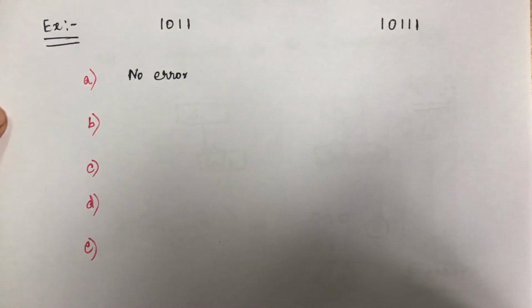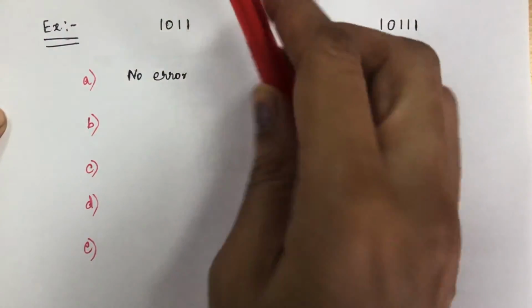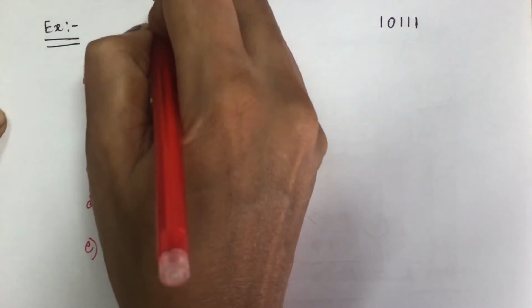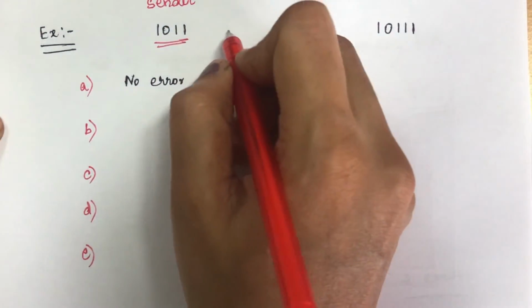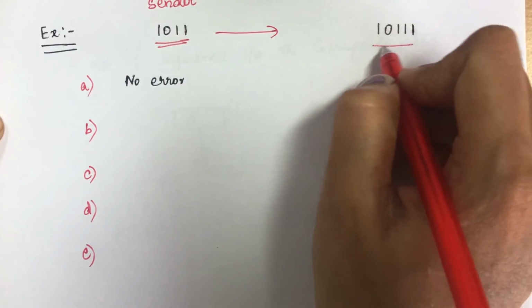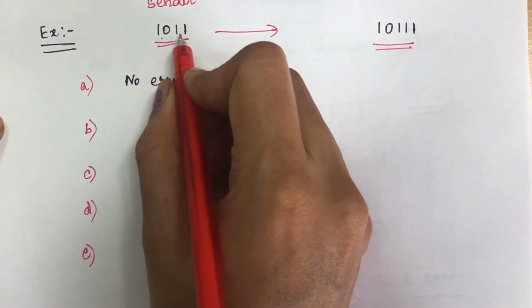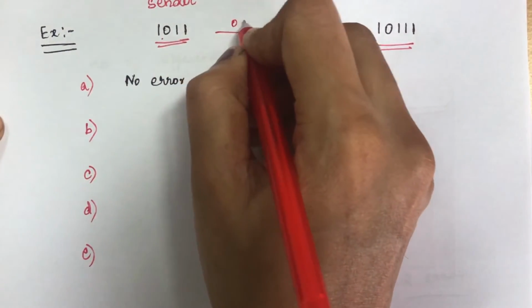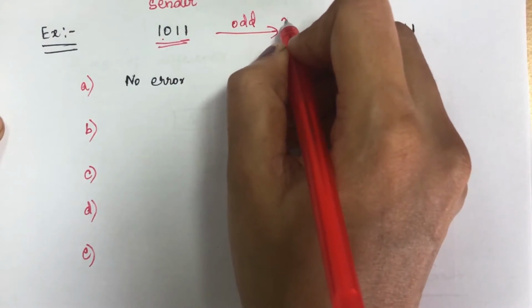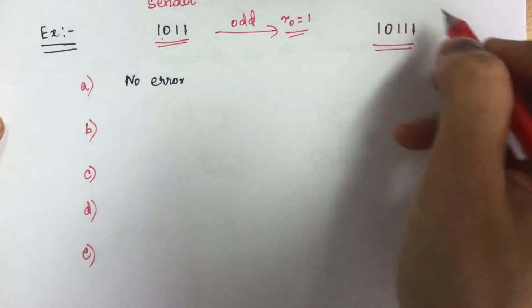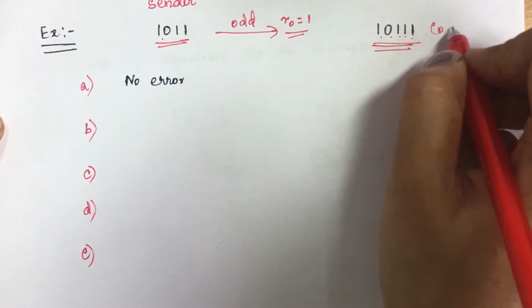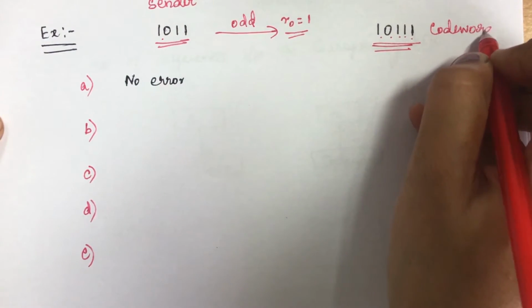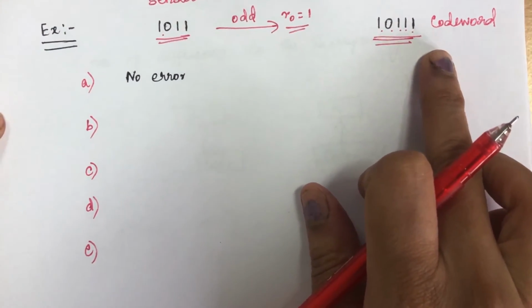Now we will see how this parity check code works. For example, the sender is sending a data word 1011. In this word, the number of ones is odd. Since it is odd, we add the parity bit 1, so the code word will be 10111. So this is the code word. After finding the code word, the sender will send it to the receiver.